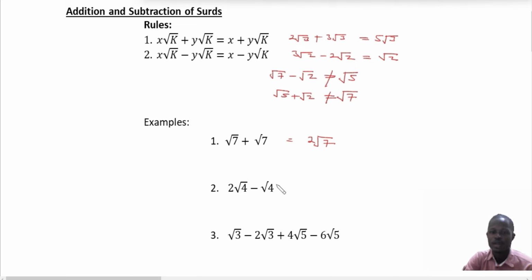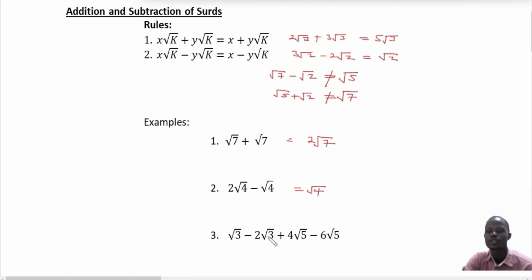Again we have 2 root 4 minus 4 root 4. Here we have root of 4 and root of 4. You can subtract this since they have the same root. 2 minus 1 is 1. So this is simply equal to root of 4.